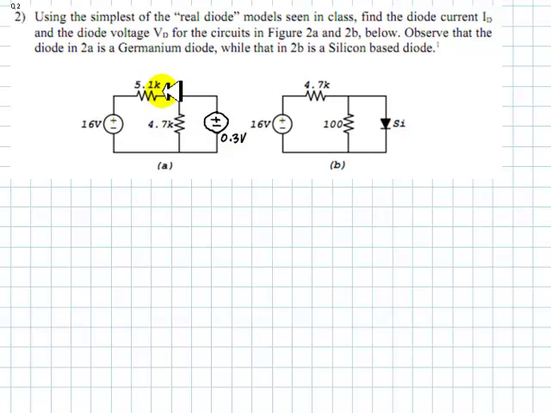Let's see, what is this current here? That current is 16 minus 0.3 divided by 5.1 kilo ohms. This is this current, and the current in this resistor would be 0.3 divided by 4.7 kilo ohms. We subtract them to get what is the current in the diode ID.